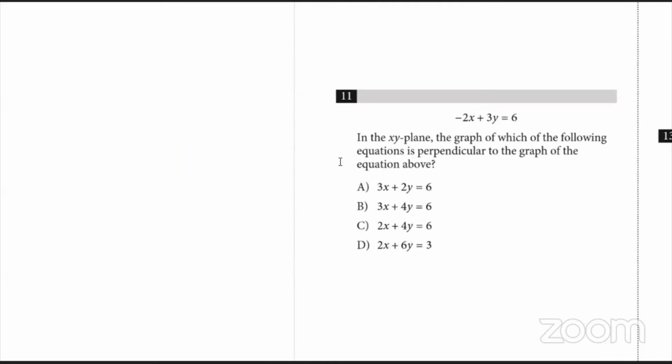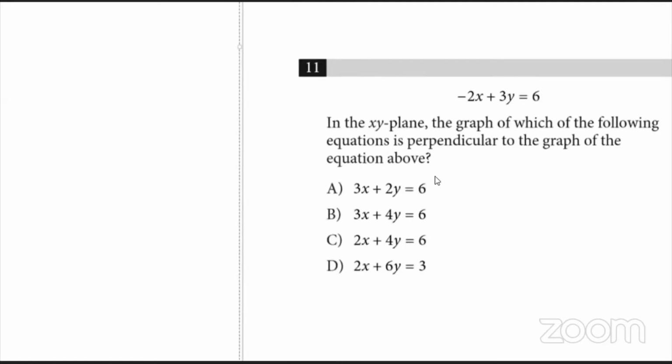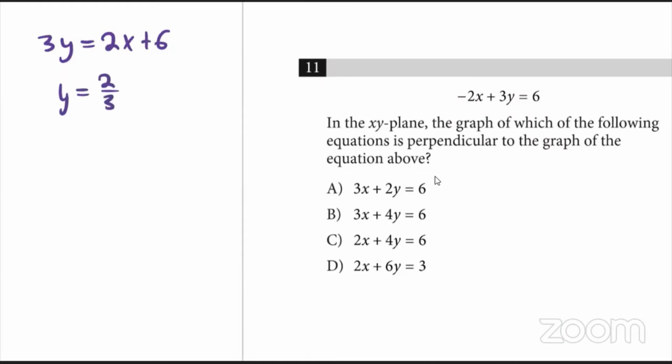Now number 11, the graph of which of the following equations is perpendicular to the above equation? So if we want information about this equation, we're going to want to get y by itself, because that'll kind of automatically put it in a y equals mx plus b format where you can find out slope and things like that. So maybe add 2x to both sides, then divide by 3. So right now we have y is 2/3 x plus 2, which means that the y-intercept is 2, and the slope is 2/3.